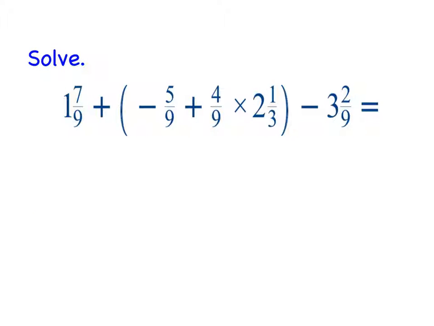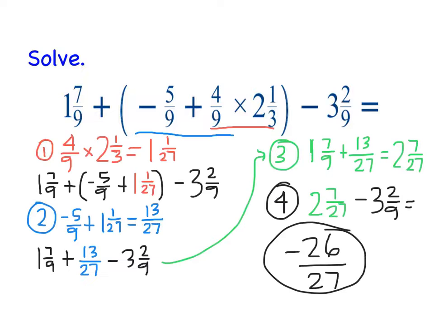Try this last one on your own. I will give you a hint. For the parentheses, there are going to be 2 steps before you move on to the rest of the problem. All right. So my first step was to do the multiplication inside of the parentheses. Then my second step, as illustrated in the blue, was to do the addition inside the parentheses. And as a result of the second step, I now have one number, 13 over 27, that represents everything that was inside of the parentheses.